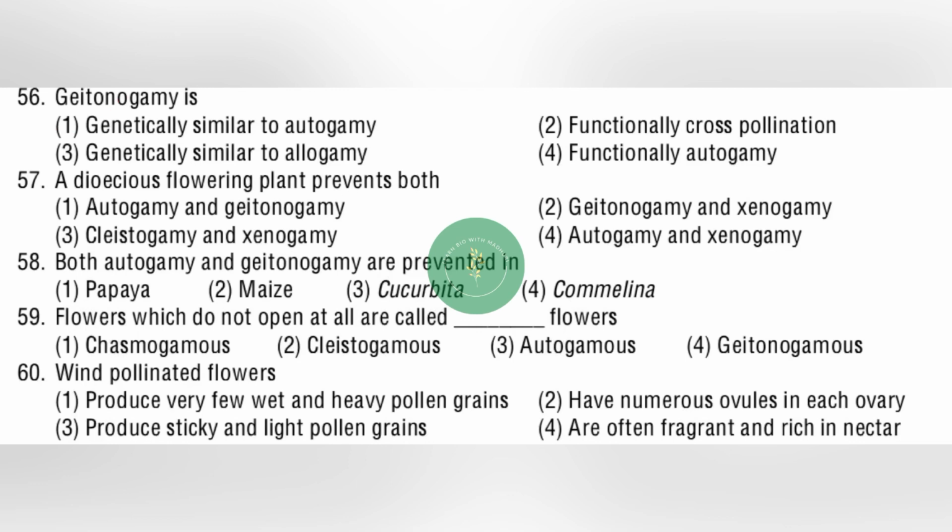Question number 57. A dioecious flowering plant prevents both option number 1, autogamy and geitonogamy. Question number 58. Both autogamy and geitonogamy are prevented in option number 1, papaya. Question number 59. Flowers which do not open at all are called dash flowers, and it is option number 2, cleistogamous. Question number 60. Wind pollinated flowers are option number 3, produce sticky and light pollen grains.